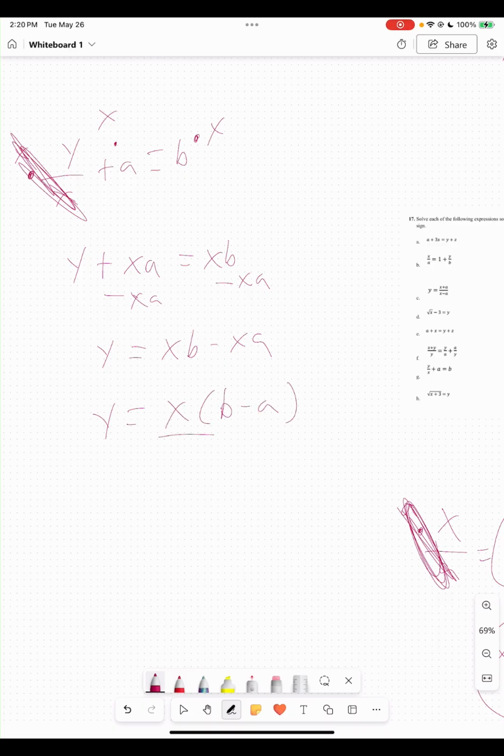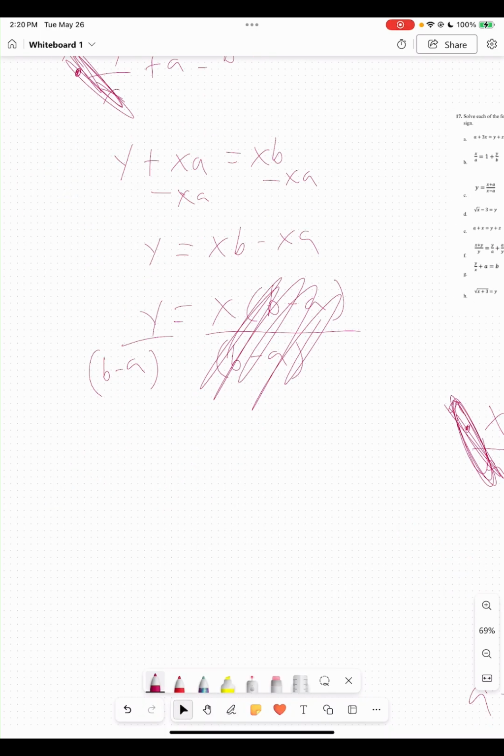And then lastly, I want to get x by itself, so we divide both sides, excuse me, by b minus a like this. So b minus a kills b minus a like that. We get y over (b minus a) equals x. You'll love to see it.